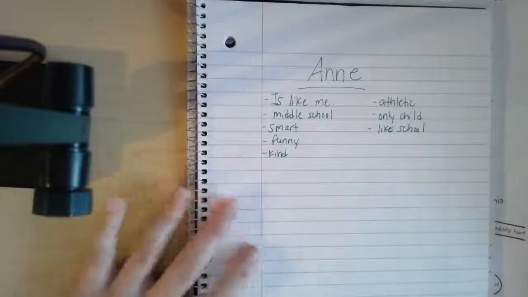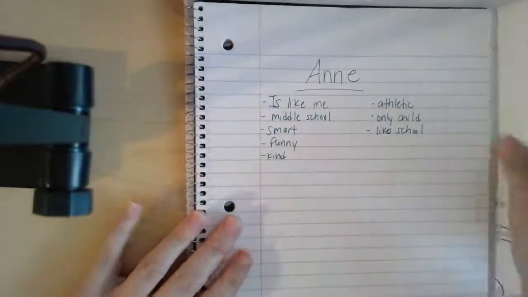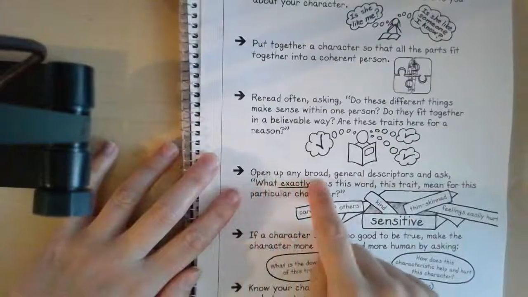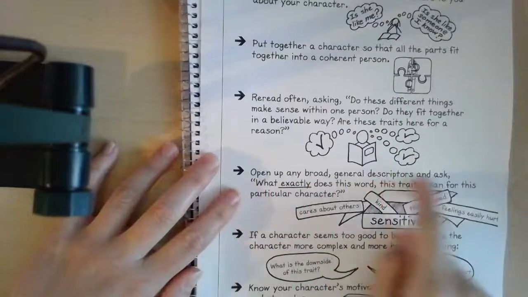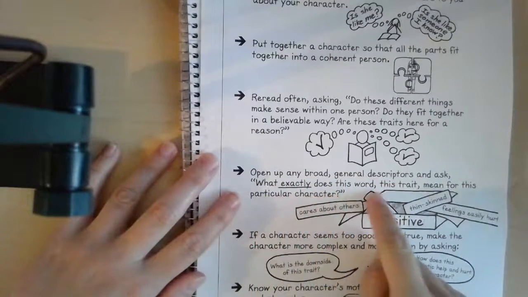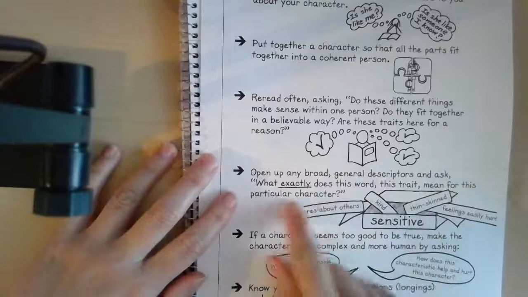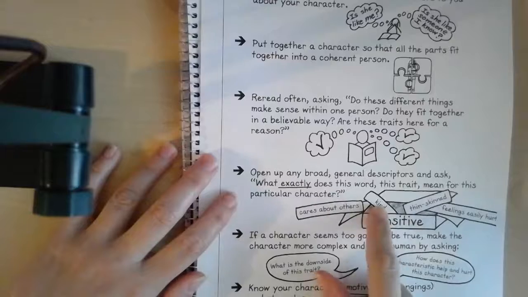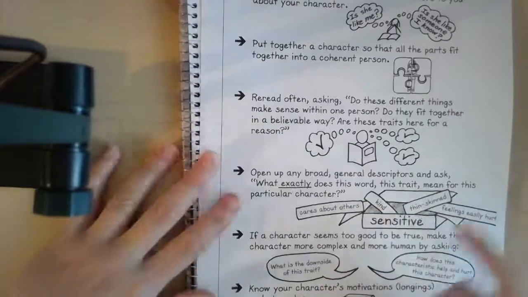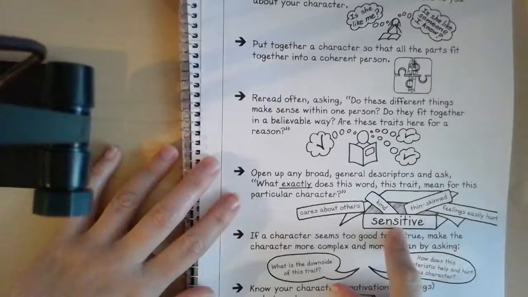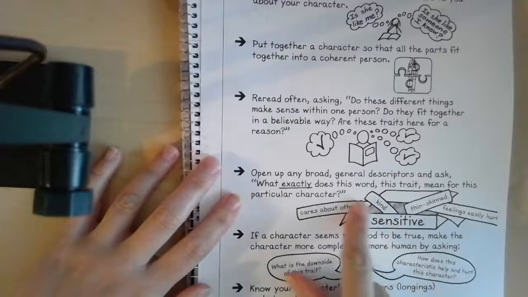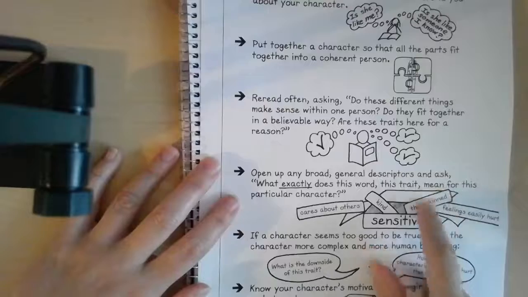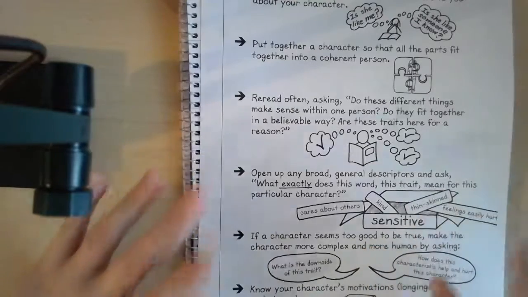I think that's all I can think of right now. So let me go back over to my list. Open up any broad general descriptors and ask what exactly does this word, this trait mean for this particular character. So these are the examples. Sensitive, kind, thin-skinned, easily. So if I'm looking at sensitive, what does that mean? It means that she cares about others. It means that she's kind. It means that she's thin-skinned. It means that her feelings are easily hurt. It means all of those things.